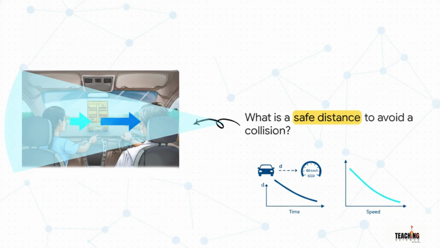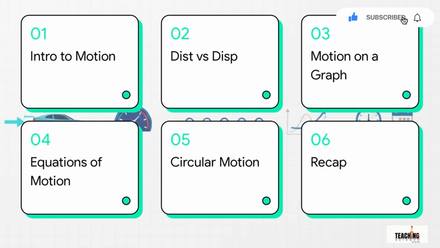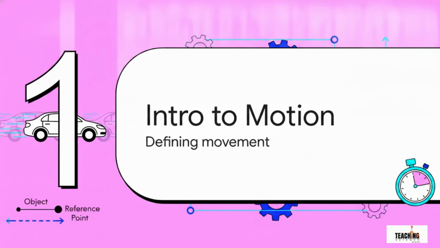Today, we are going to understand this entire chapter step by step so that you don't just memorize it, you actually understand it. Okay, let's dive into our 6-step roadmap. We've got Introduction to Motion, Distance versus Displacement, Motion on a Graph, Equations of Motion, Uniform Circular Motion, and finally, a quick 1-minute recap.